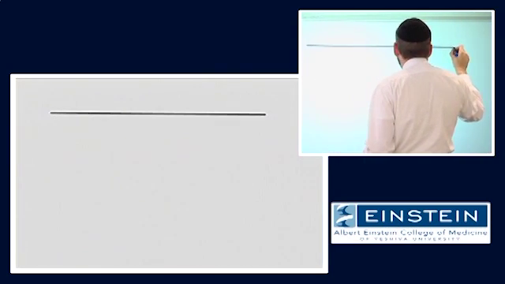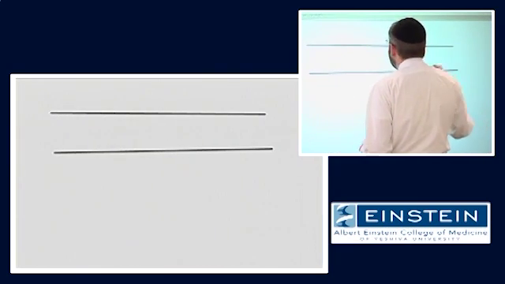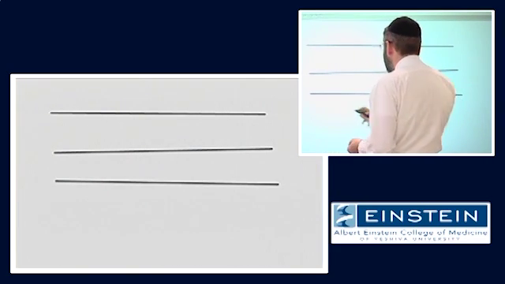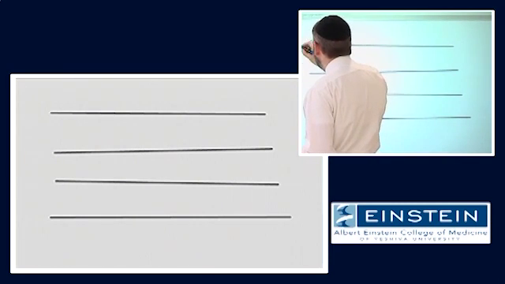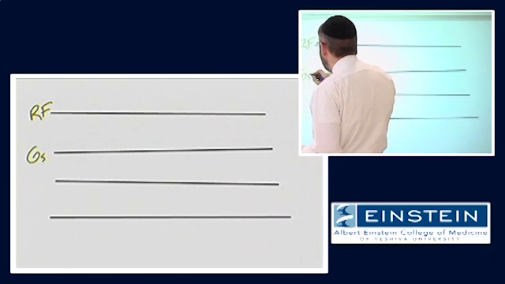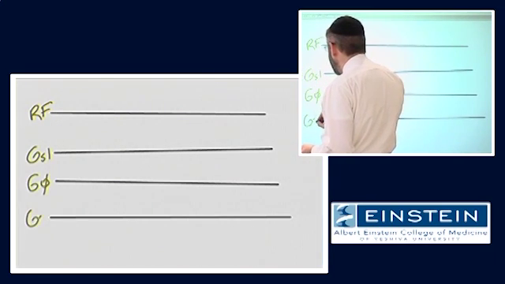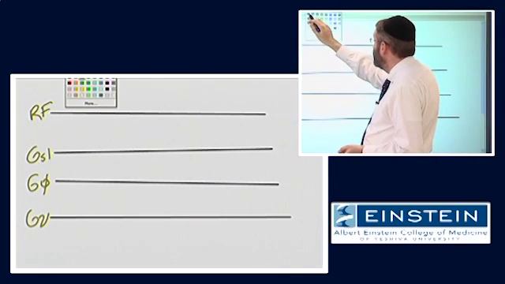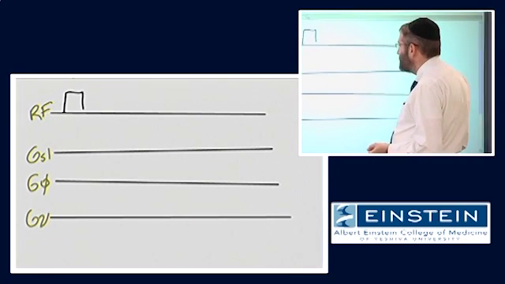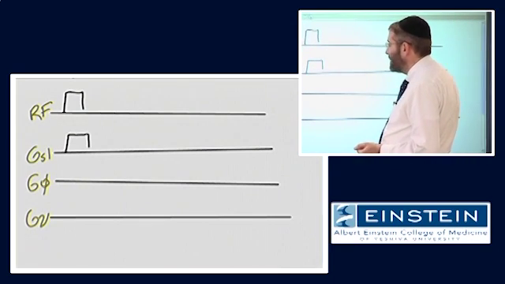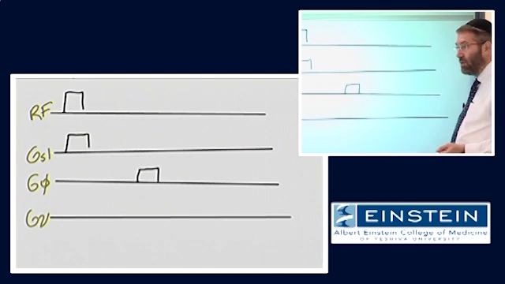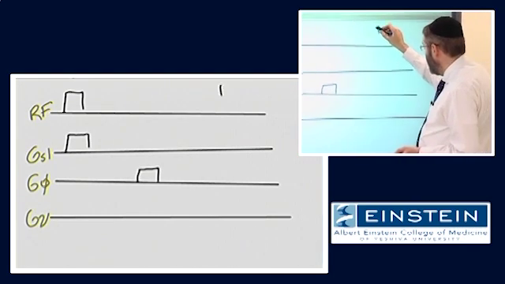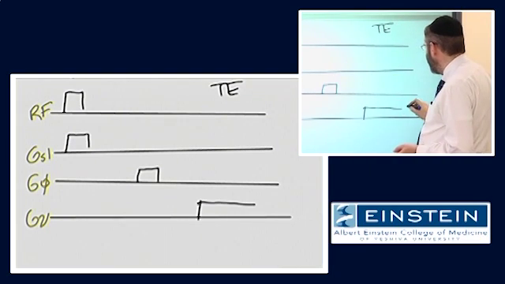Now, what happens if we set up a pulse sequence which doesn't have a spin echo? So we have our slice selective RF pulse. We have our phase encoding gradient. And then at some point over here we have TE. And we know we need our frequency encoding gradient.